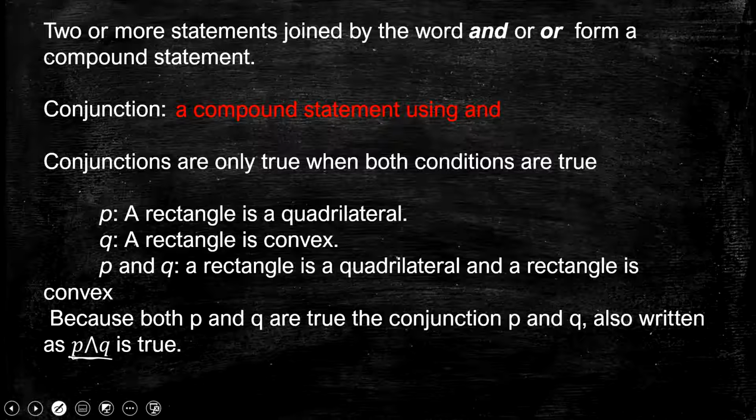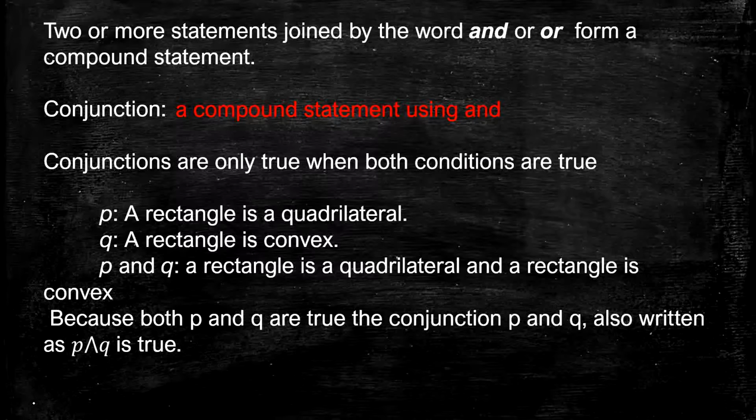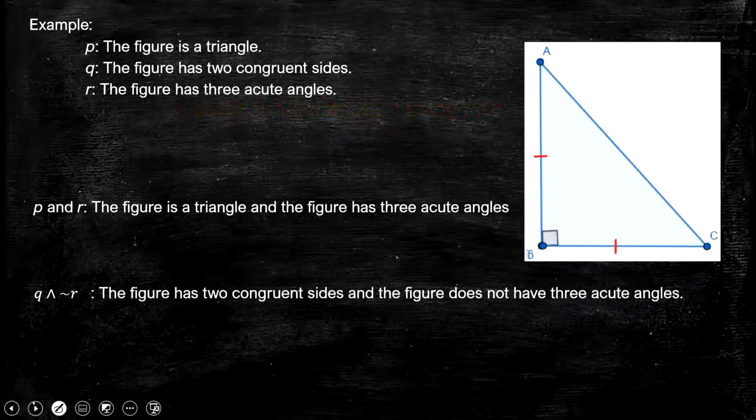We can't have one part true, one part false. So here's our example. We have three statements. Statement P, the figure is a triangle. Statement Q, the figure has two congruent sides. And statement R, the figure has three acute angles.